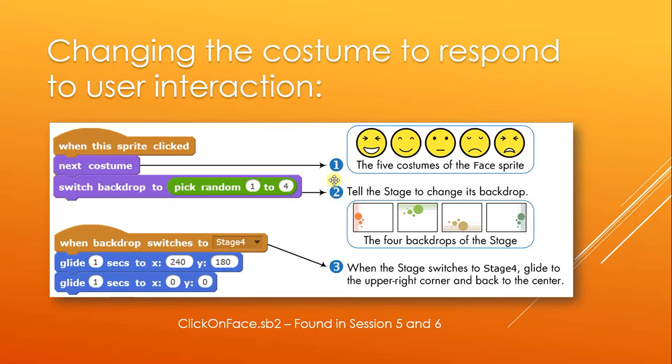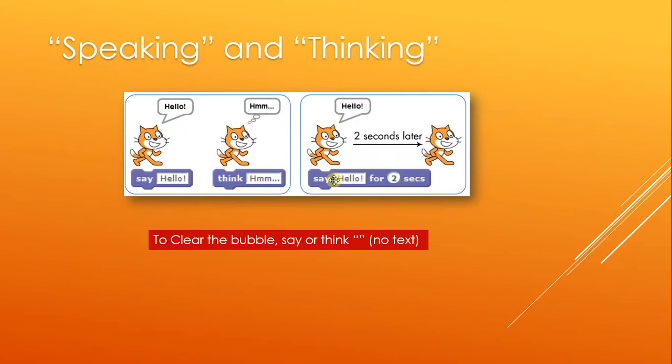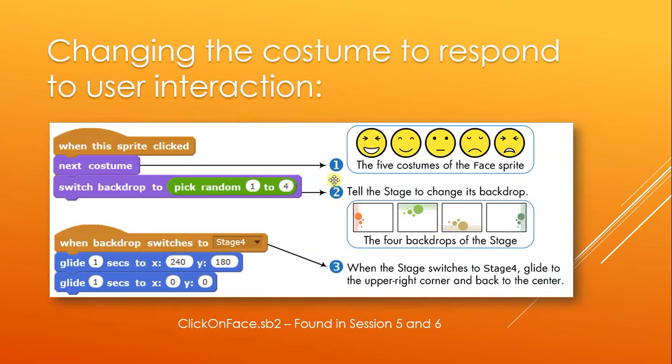Now we're going to change the costume to respond to user interaction. Go look for the, oopsie, sorry. There's a click on face project file. Something. Okay, so basically, this example is a very simple example of showing you that you can, once you click on a sprite, change his costume to express something.